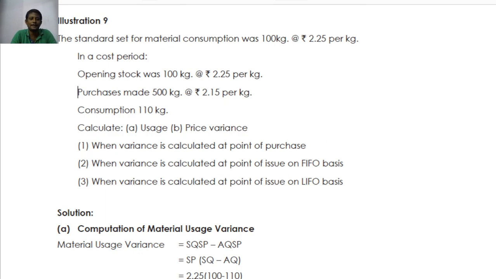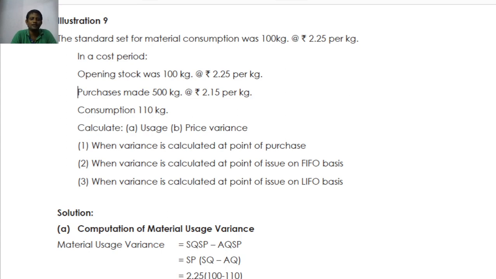Then what about additional information? Opening stock 100 kg is available at 2.25 per kg. Purchases 500 kg at 2.15 per kg. Consumption 110 kg. Consumption means actually used material; actual usage is 110 kg. What are they asking actually? Calculate usage variance and price variance.